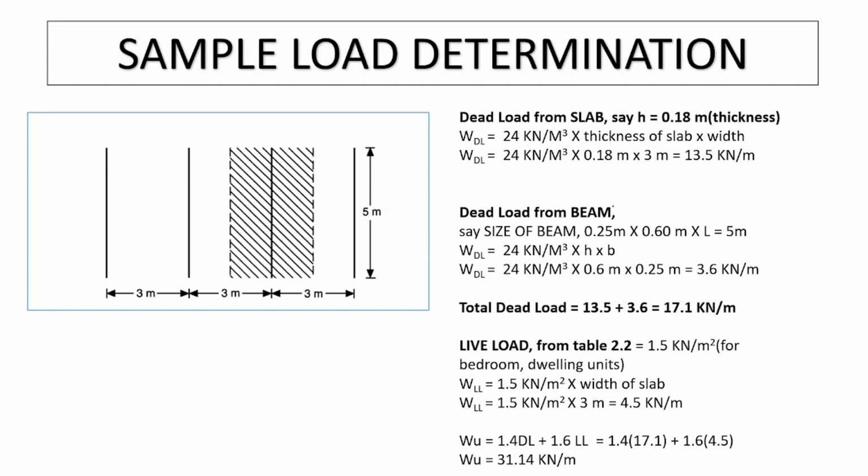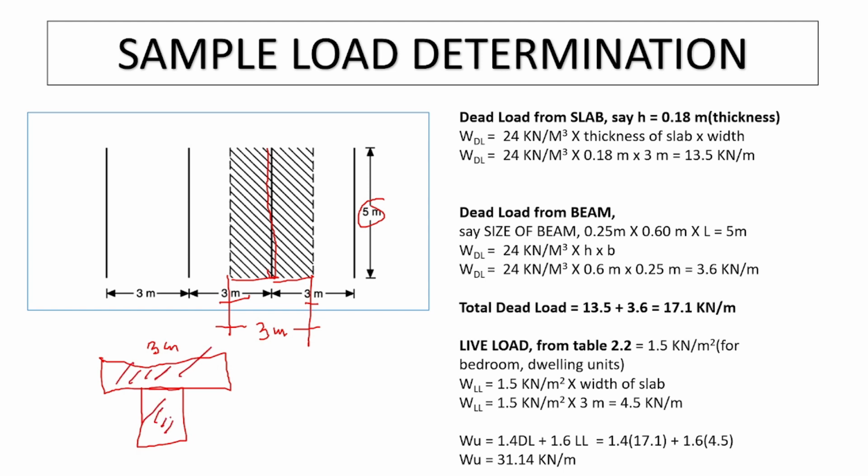The load determination is very important. For example, this is your beam. You're going to carry half here and also half here. The span is 5 meters, so the width of your slab that is to be carried is 3 meters, because it is one half here and also one half here. This is your slab, and this is your beam. This 3 meters has to be carried by the beam, and then you're also going to compute the dead load, the self weight.